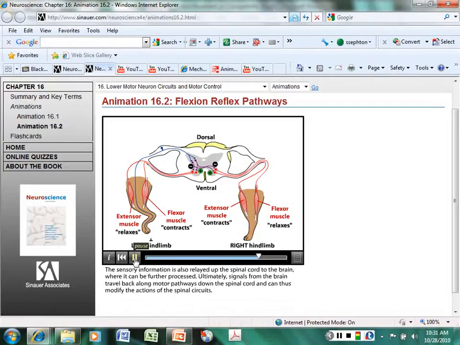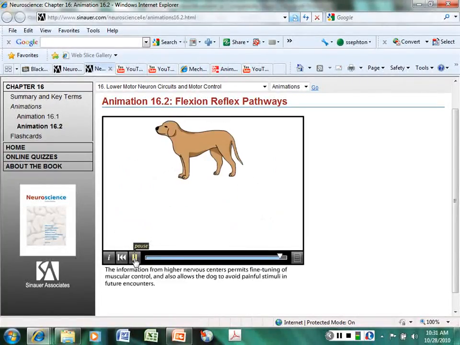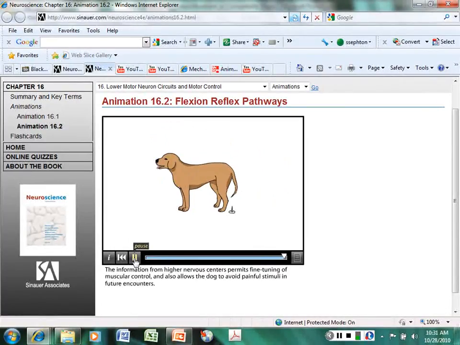The sensory information is also relayed up the spinal cord to the brain, where it can be further processed. Ultimately, signals from the brain travel back along motor pathways down the spinal cord, and can thus modify the actions of the spinal circuits. The information from higher nervous centers permits fine-tuning of muscular control, and also allows the dog to avoid painful stimuli in future encounters.